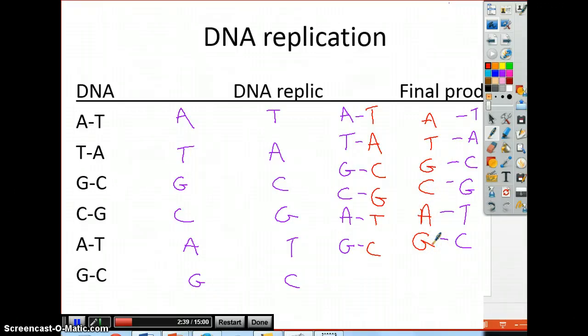There's our two new strands of DNA. In other words, our two new chromosomes. Technically, if you remember, they'd be held together in the center by that centromere. And they would be pulled apart during the phases of mitosis. DNA replication.